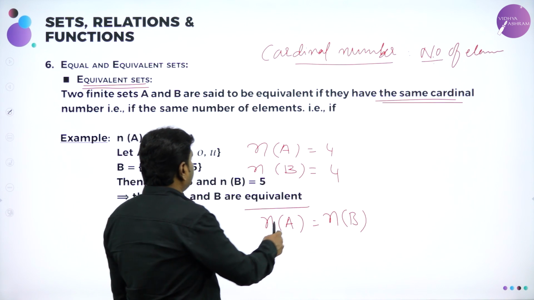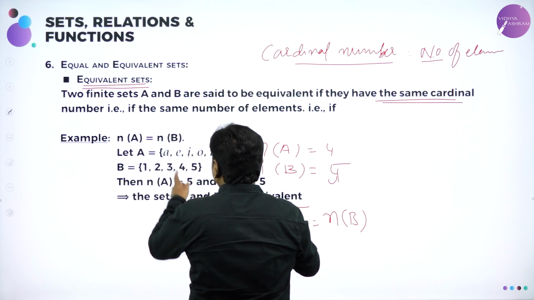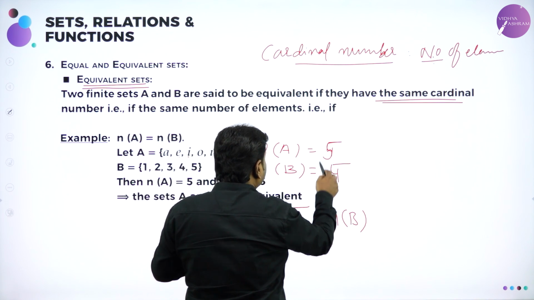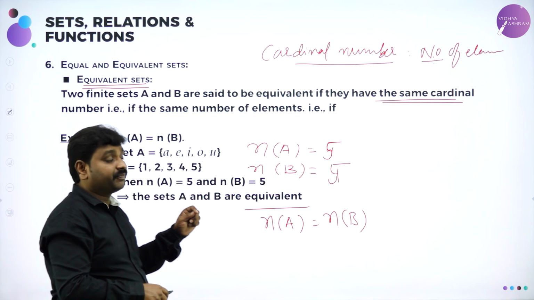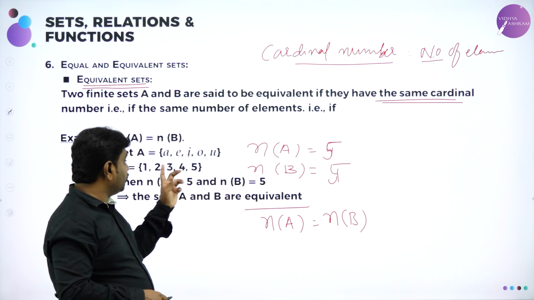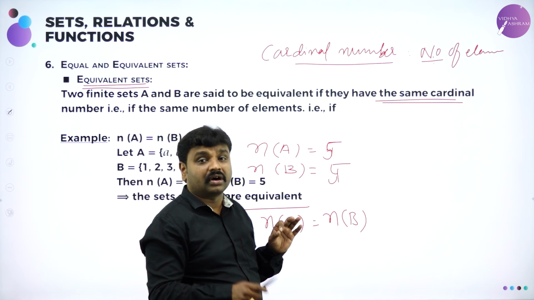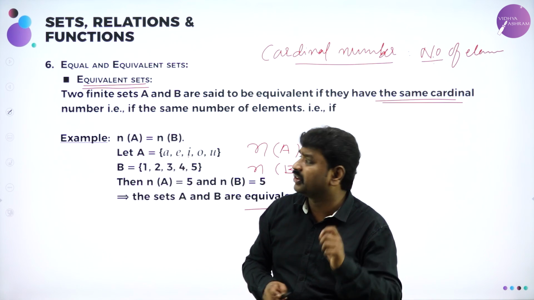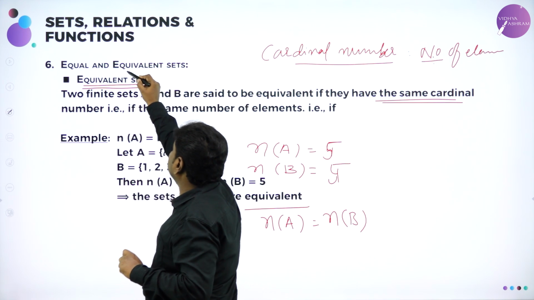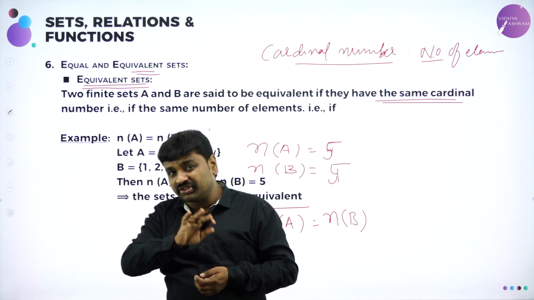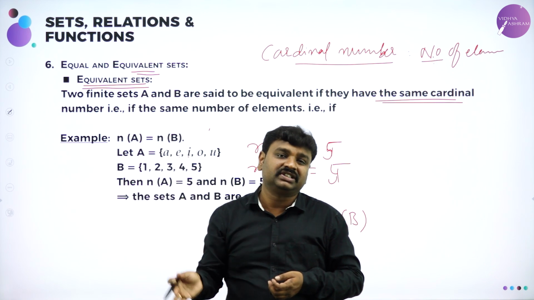B is having how many elements? 5 elements. A is having how many elements? 5 elements. So A and B both have 5 elements each. So their cardinal numbers are the same. Therefore, I call them equivalent sets. I hope all of you understood the difference between equal sets and equivalent sets.